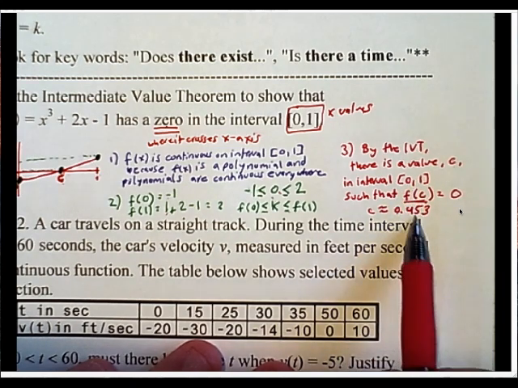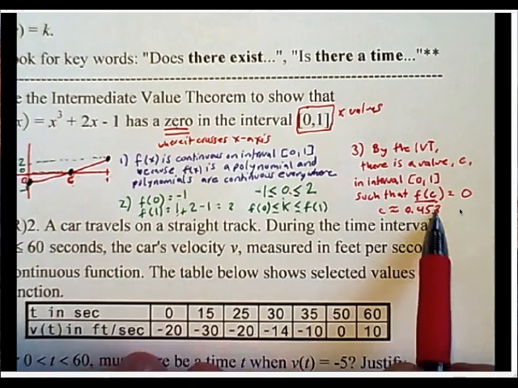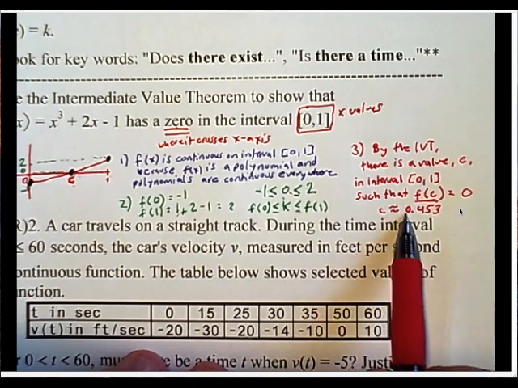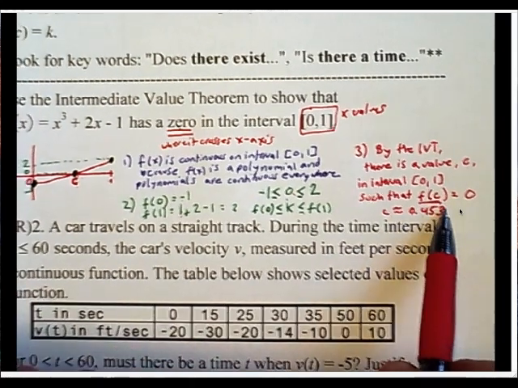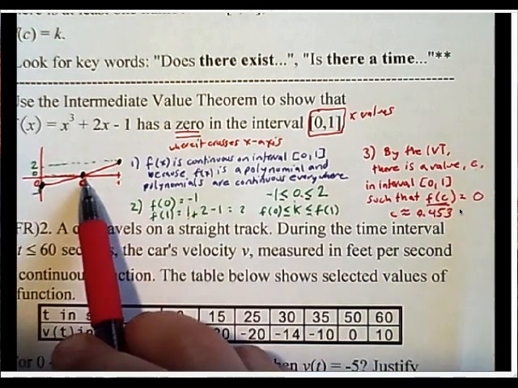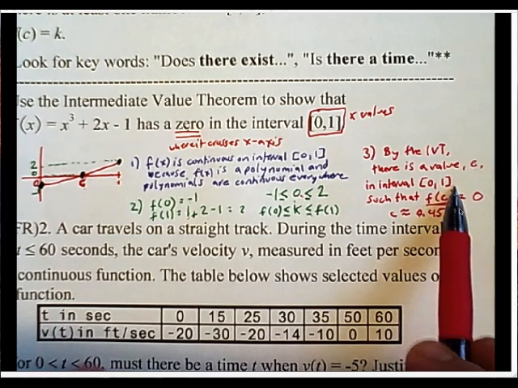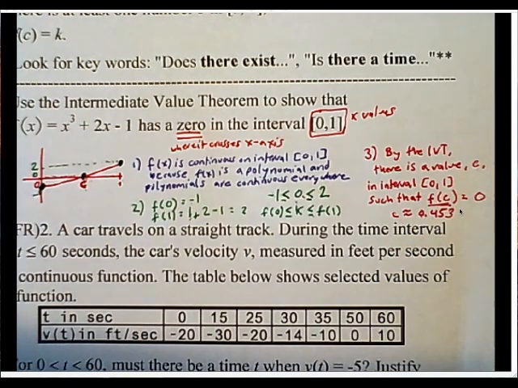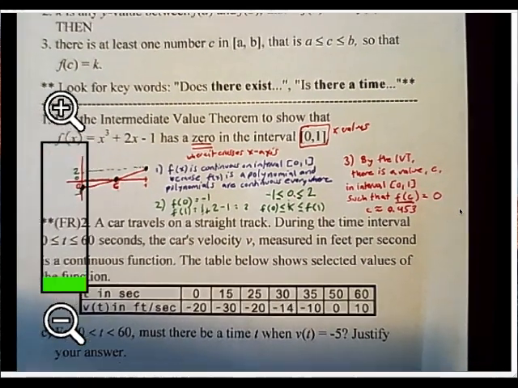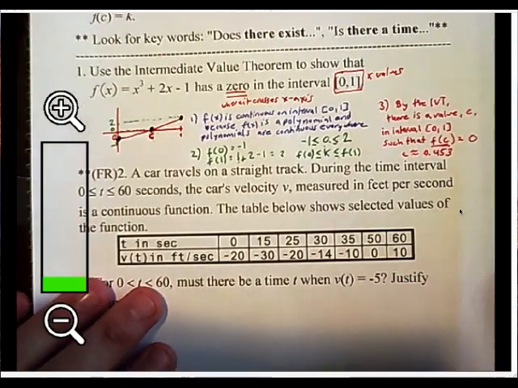Okay, now, even if we couldn't use our calculator on this question, you couldn't actually figure out what the actual value was, but the intermediate value theorem assures us that there is a number C in that interval, 0 to 1, that makes it work. Okay, so let's read the next problem.